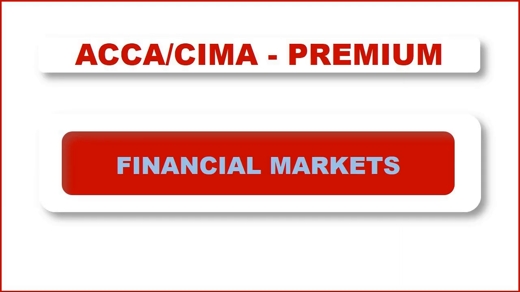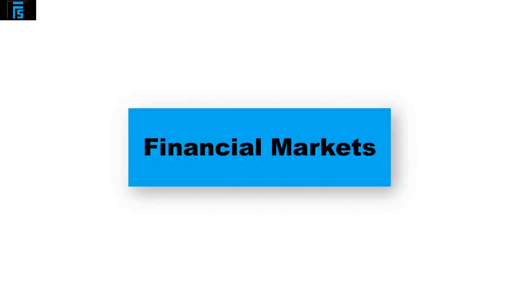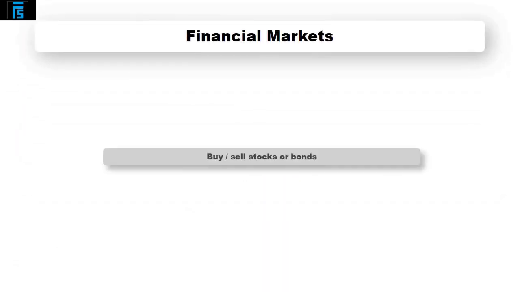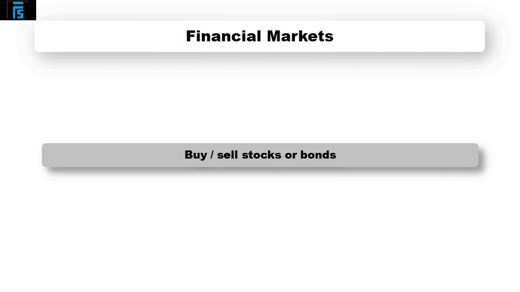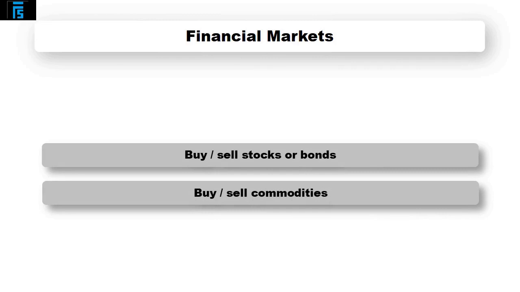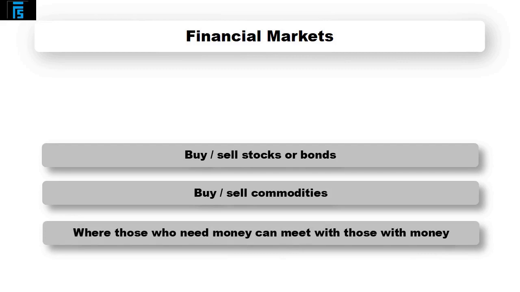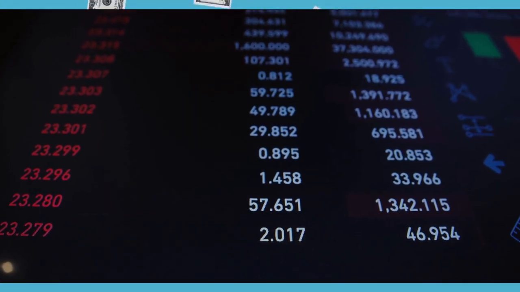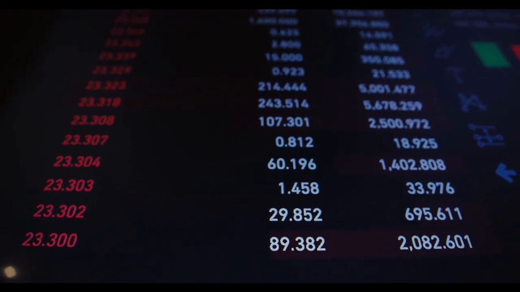In this video, I will go over the nature and role of financial markets and institutions. Financial markets are where financial securities like stocks or bonds can be bought and sold, and commodities can be bought and sold. High value commodities like, say, gold. Financial markets are where those who need funds can meet those who have funds, and they will supply these funds for a return.